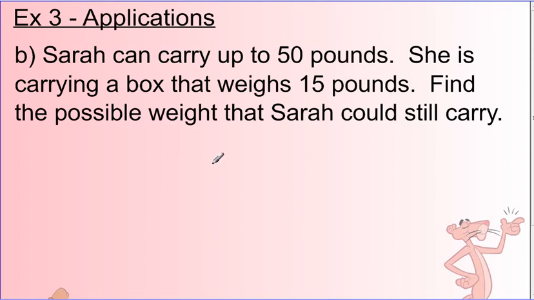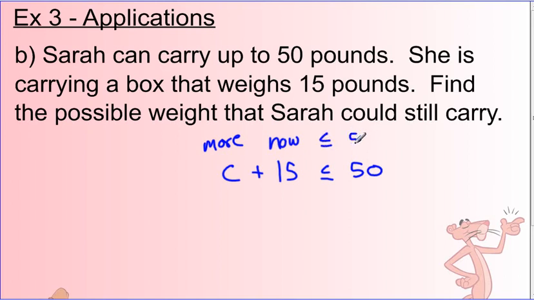So maybe we'll use C for carry. So she currently is carrying 15 pounds. So 15 pounds plus some extra weight cannot be more than 50 pounds. It actually has to be, she can carry up to 50, so she can carry less than or equal to 50. So let's think about this again. So this is how much she's carrying now, how much more she can carry, and it has to be less than or equal to the 50 pounds total. That's how we came up with our numbers.